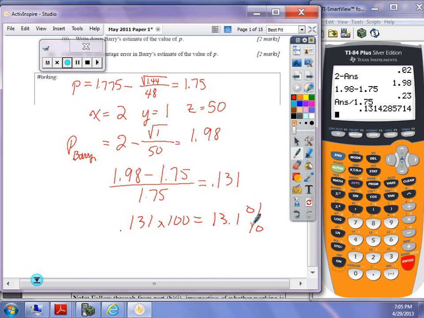And just one more point, you want to make sure that your percentage error is a positive number, it's an absolute value. You don't want to have a negative percentage error.